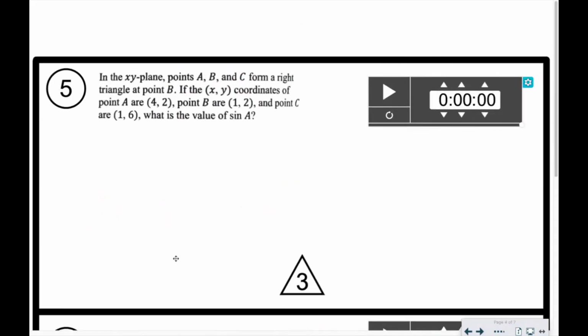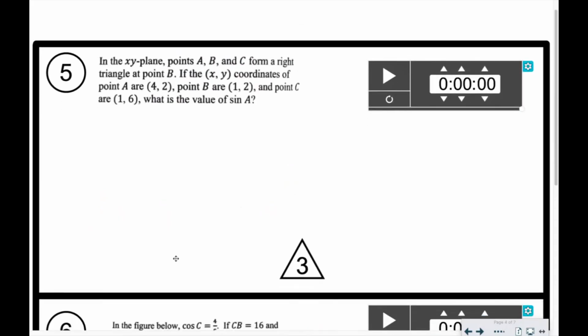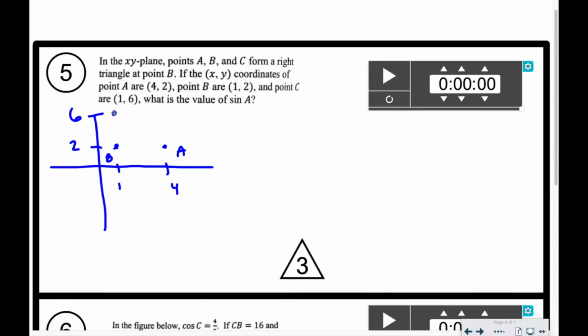All right, let's keep it moving here with number 5. This one's pretty easy. You could plot these points in Desmos if you felt like it, but I just would do it real quick here. So points A are 4, 2. So again, just do it very loosely. B is 1, 2, and C is 1, 6. I really don't care about the scale as long as I track these numbers.